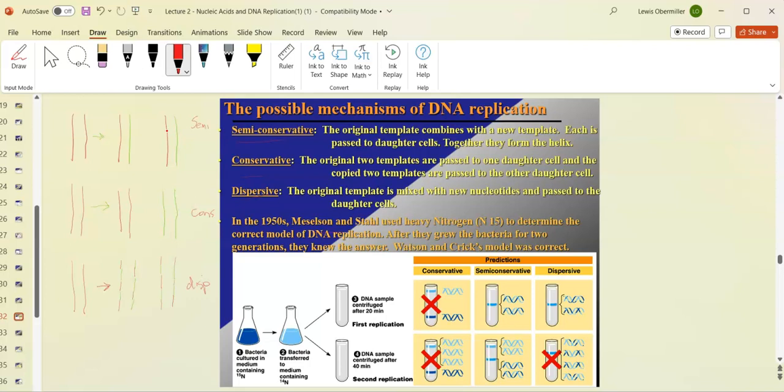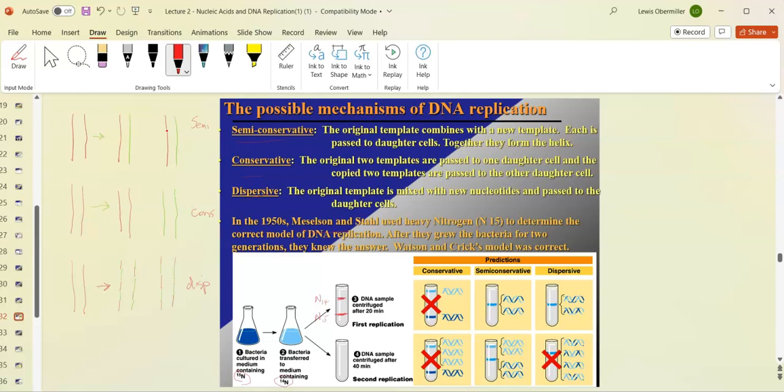They used heavy nitrogen. That nitrogen is normally 14, but this is 15. It has an extra neutron. And so when they spun this out in a centrifuge in a gel, the lighter N14 would leave a band, and the heavier N15 would leave a band that's further down, right? And you probably know this. In centrifuges, heavier things go to the bottom and to the pellet.